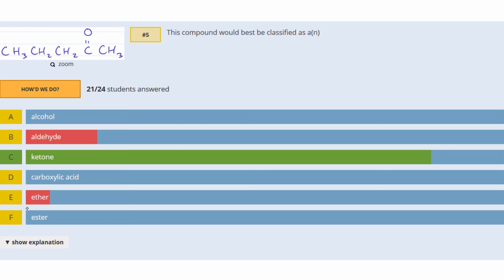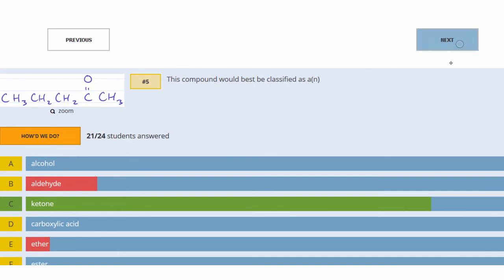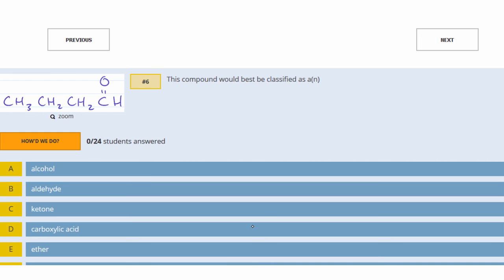Ethers, this one here would definitely not be right because in an ether, the oxygen in the center must have single bonds. There's no double bonds in an ether from the oxygen. Okay, we'll look at number 6.